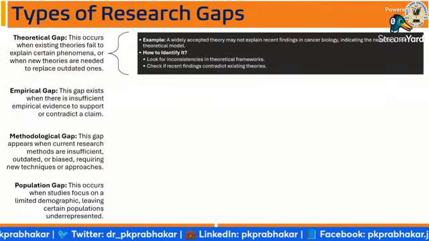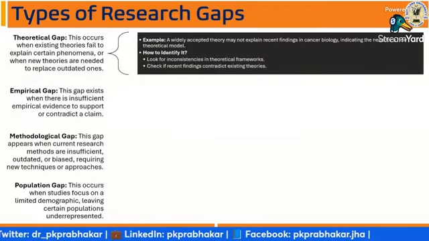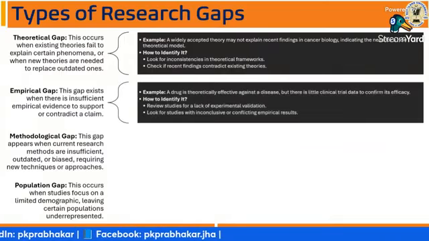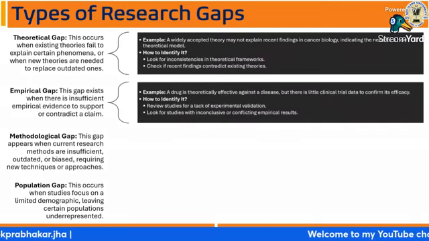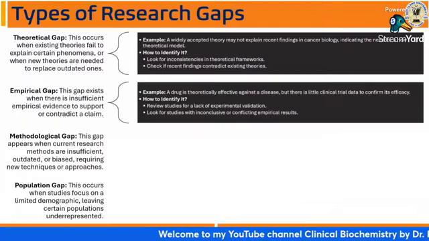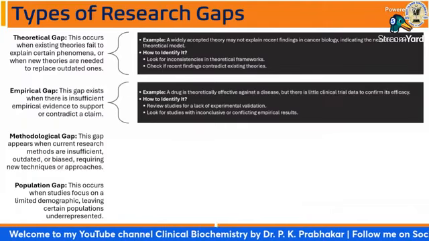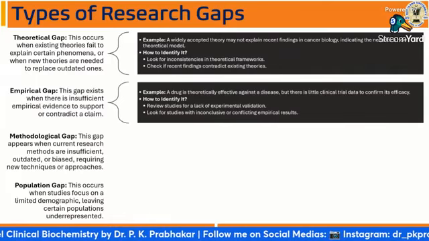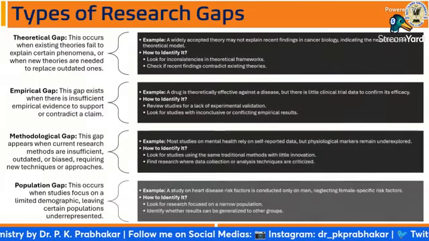Then when we talk about the empirical gap, this gap normally exists when there is insufficient empirical evidence to support or contradict a claim. Methodological gap is when the scientific methods are insufficient, outdated, or biased. Population gap is when the existing research is based only on a certain limited demographic or certain specific geographical regions. That is called a population gap.